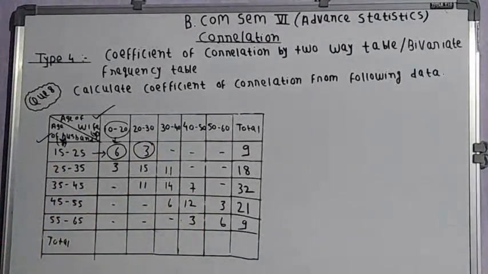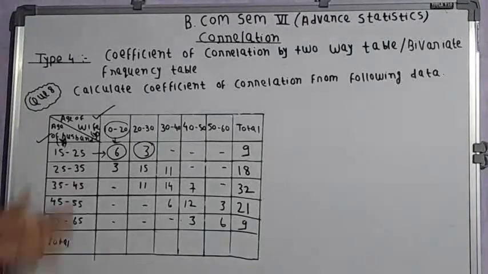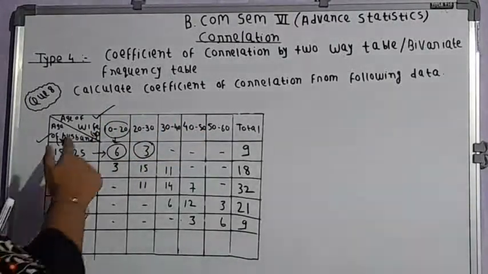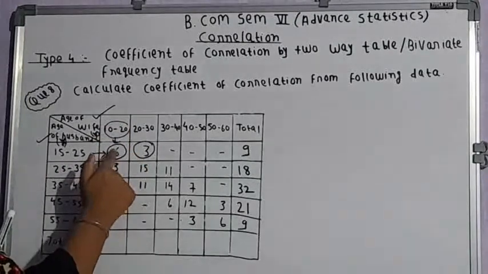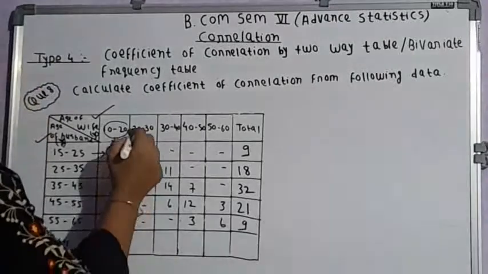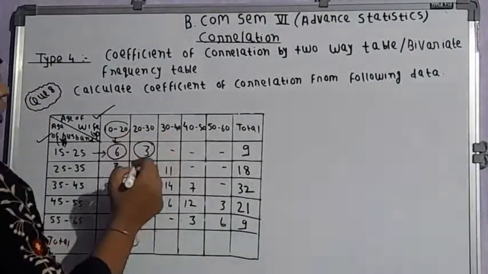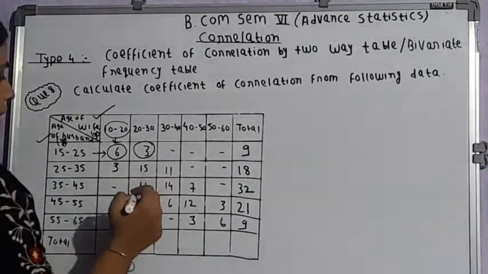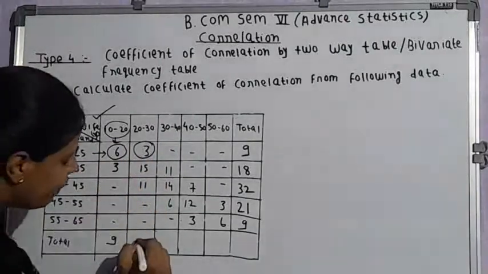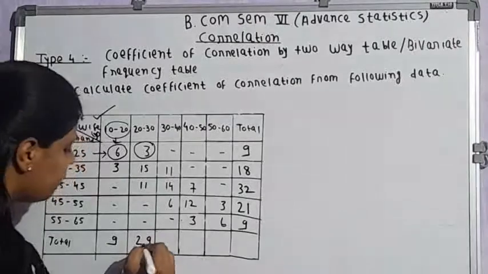Now what we have to do? We have to calculate the number of wives belonging to different age groups. So for 10 to 20 it's 6 and 3, so it will become 9. Then for the 20 to 30 age group it's 3, 15 and 11. So 15 and 3 would be 18, 18 and 11 would be 29. So here it will become 29.